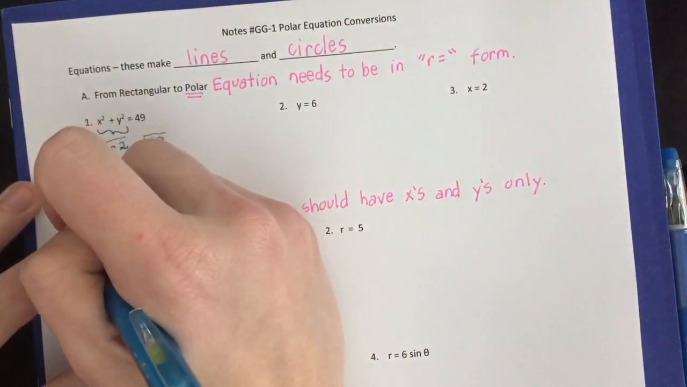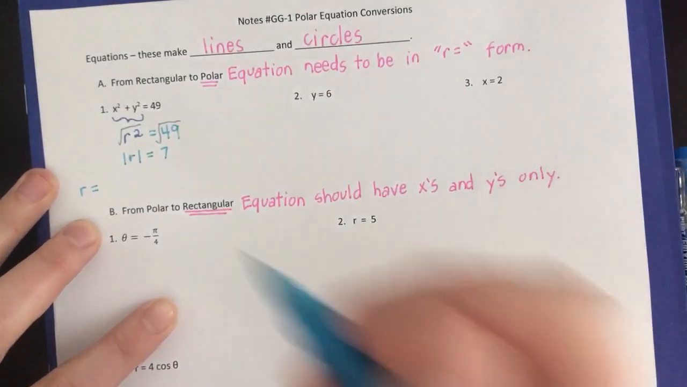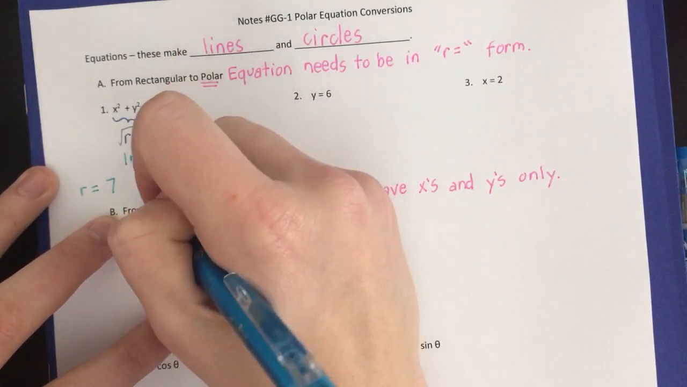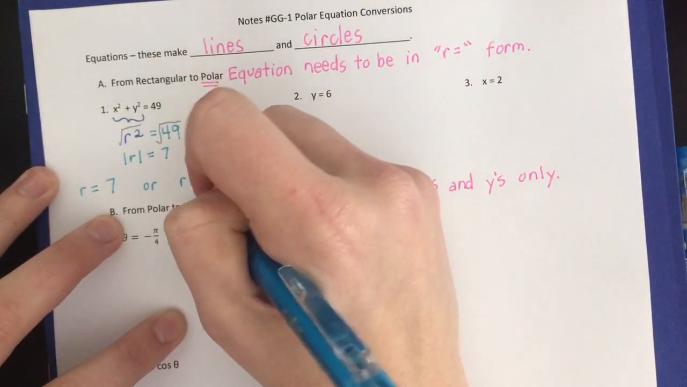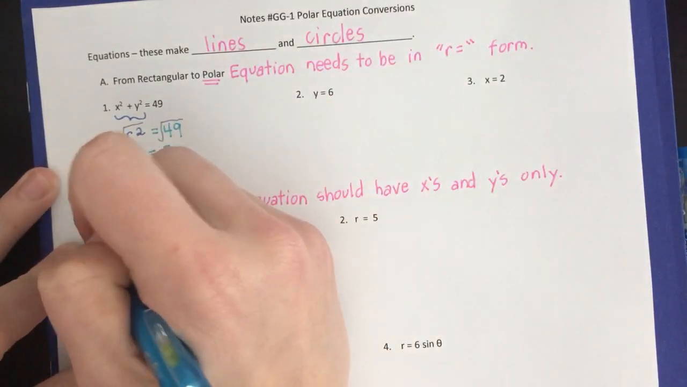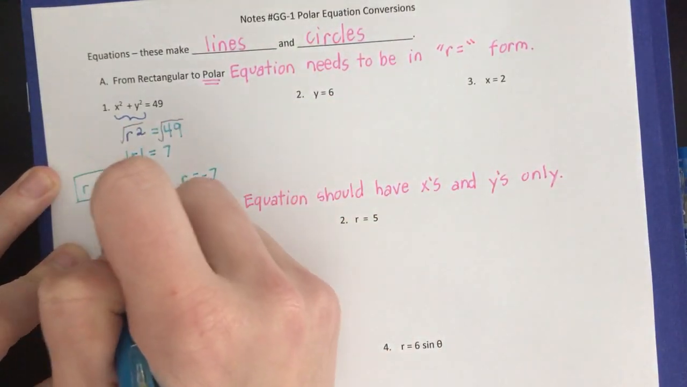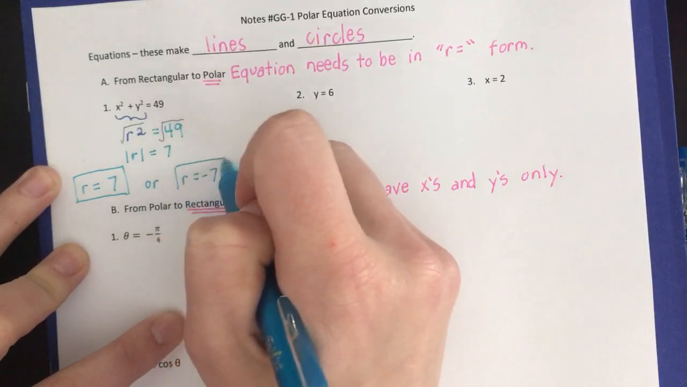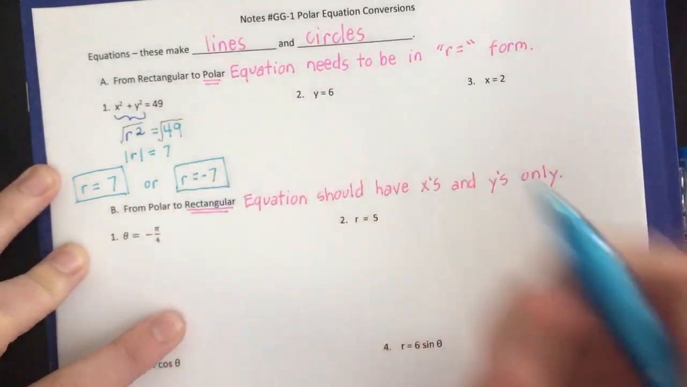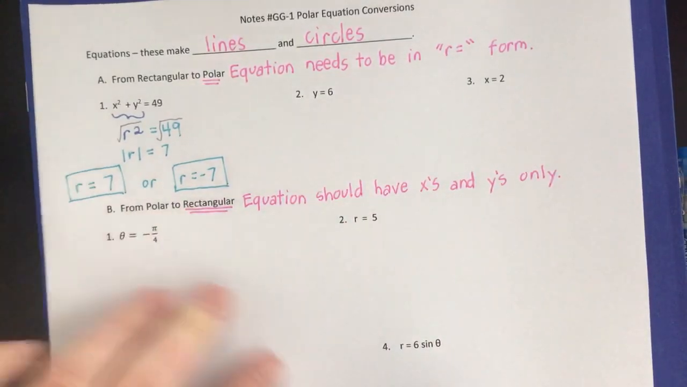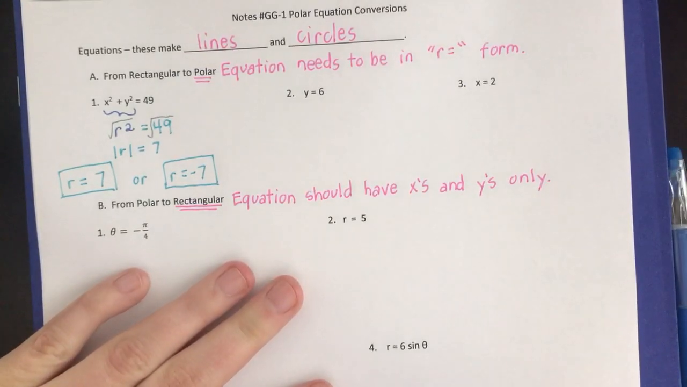So you're actually going to have two equations. It could either be r equals 7, or you could use the equation r equals -7. Both will produce the same graph, coincidentally. So in this case, it would be this one or this one. That's one of those weird special cases. Okay, so let's look at number 2.